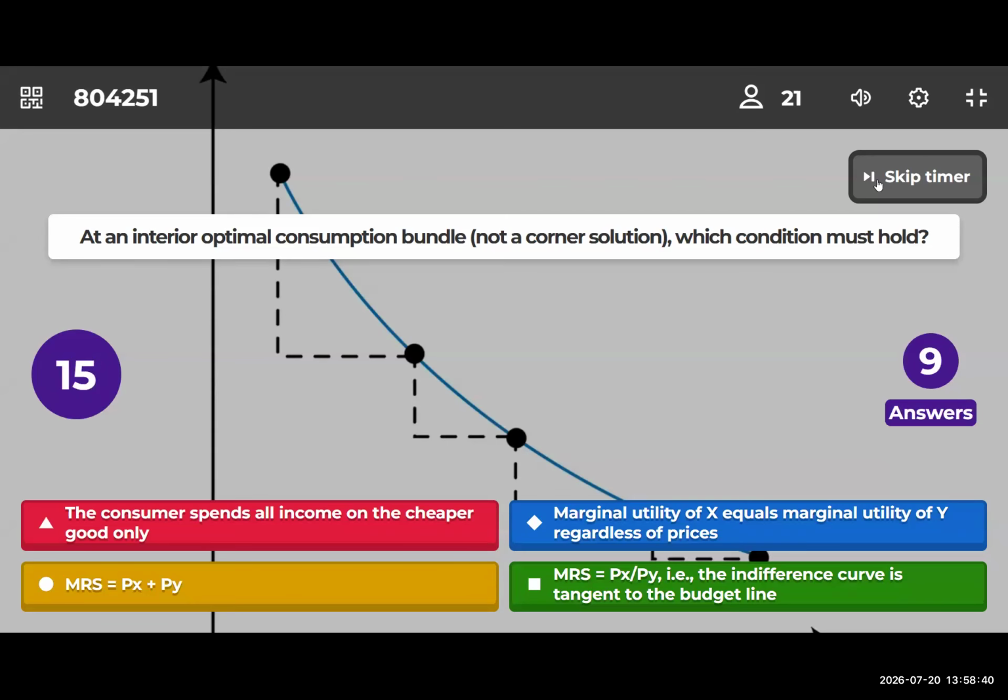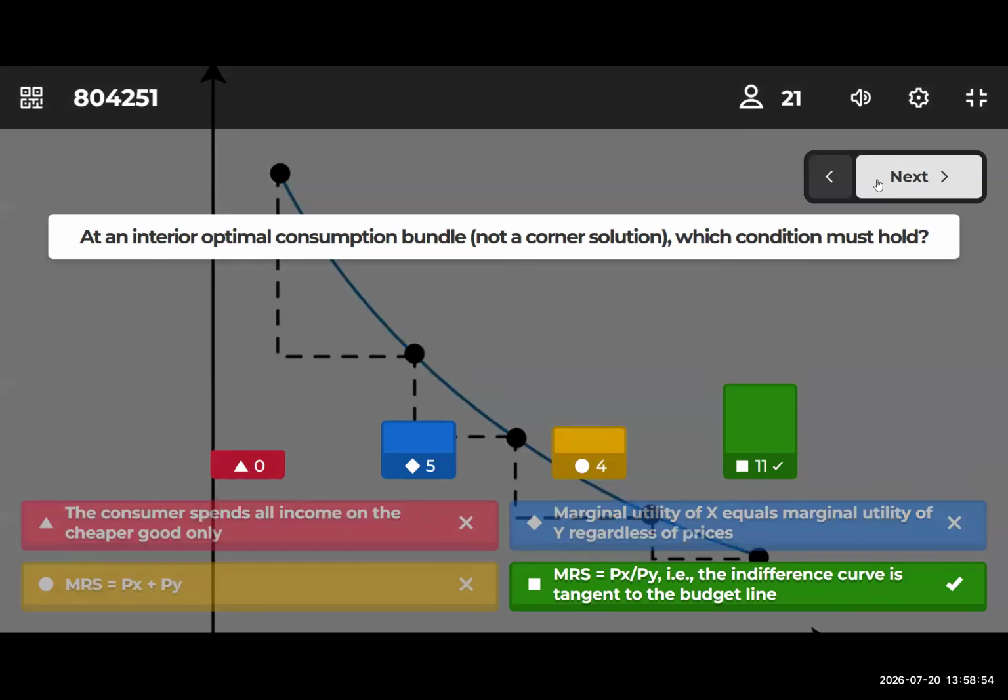Interior optimal consumption bundle, which is the normal case. If we want to get the optimal, what is the condition? The optimal condition is MRS equals the price ratio, which means the budget line is tangent to the indifference curve, right? Because MRS is the slope of the IC and the price ratio is the slope of the budget line. They are tangent.